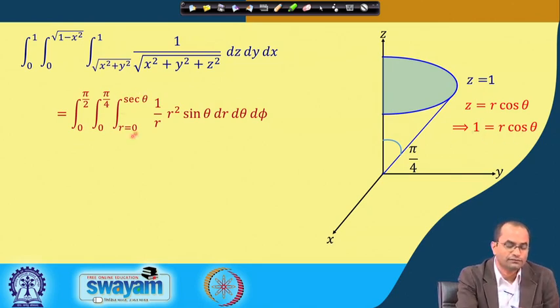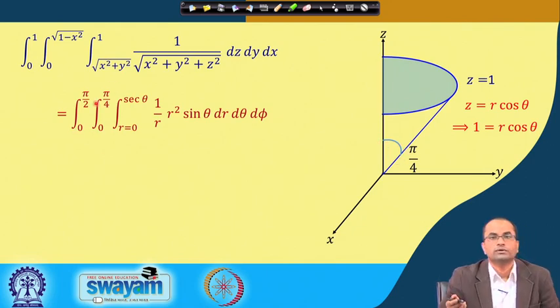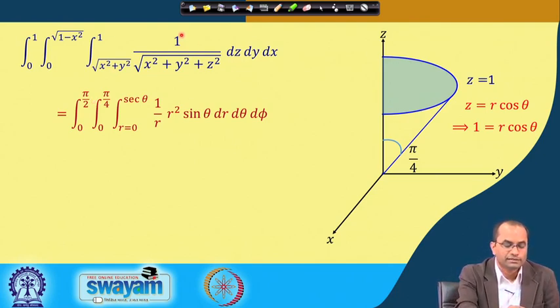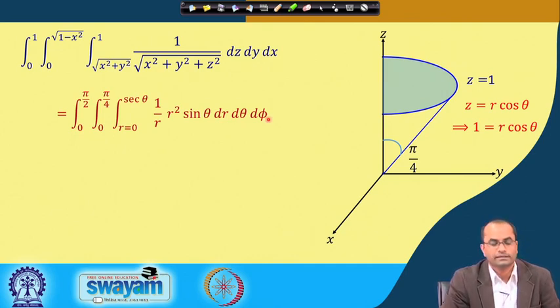So, this is r from 0 to 1 over cos theta, that is sec theta here, and for the limits of the theta we have already discussed, that is 0 to pi by 4, and for phi we will be moving from 0 to pi by 2, and that is 1 over r here, because x square plus y square plus z square is r square. So, that is 1 by r, and this r square sin theta, that is the Jacobian term, and then we have this dr d theta d phi.